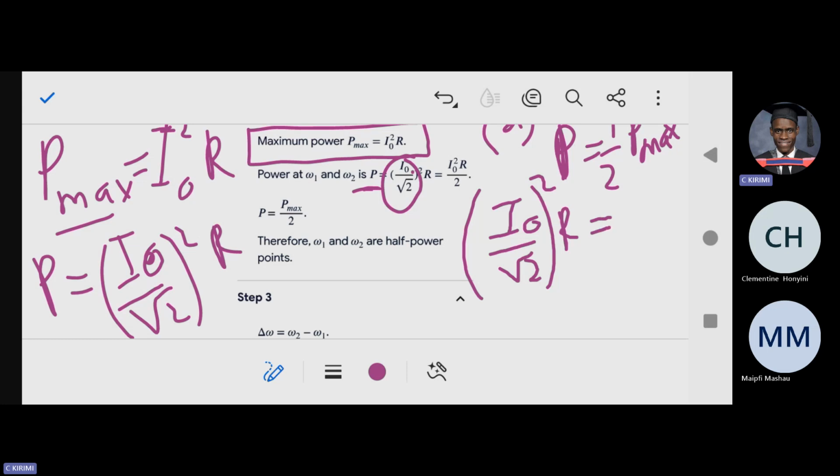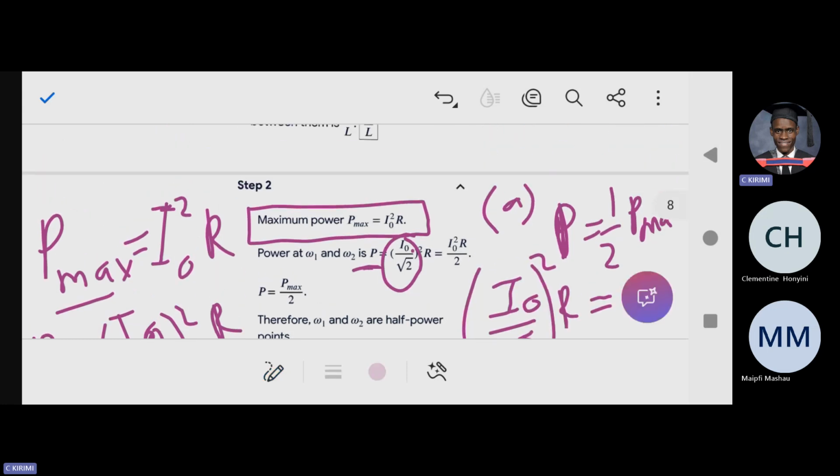is equal to P max. Remember, we said P is given by that formula, which is I naught squared multiplied by R. So that P is equal to what? When you simplify the P, we are simply simplifying it before we equate it to P max. If our P gives us half of P max, that's when we conclude that it's a half power point.